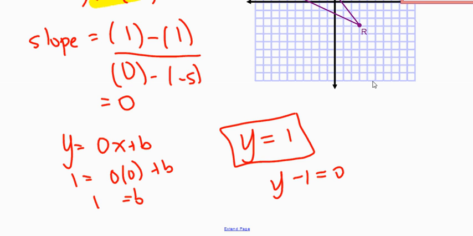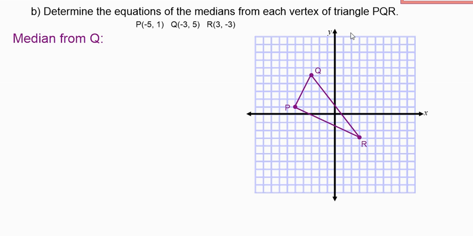So that was the median from P, and now we're going to do the same thing. We're going to find the median from Q. So here's point Q. Somewhere on PR is another midpoint. So we're going to find the midpoint of PR, and let's call that Y. And to find it, again, we're going to use the midpoint formula.